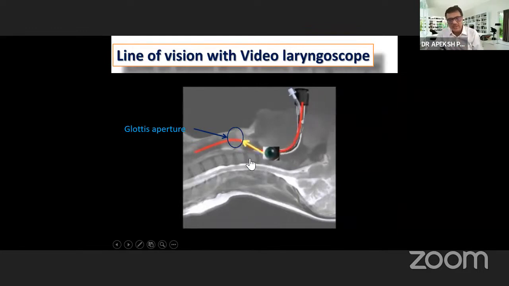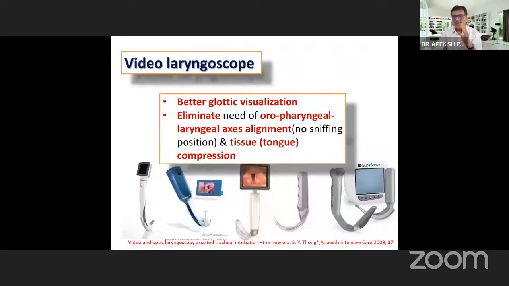So the line of vision is only this much. It's totally different from the line of vision we are creating with direct laryngoscopy. And as we are creating only this much line of vision, in short, the video laryngoscope enables us to look beyond the curve of the tongue. And that's the reason it provides a better laryngeal view by eliminating the need for oropharyngeal laryngeal axial alignment and tissue compression.